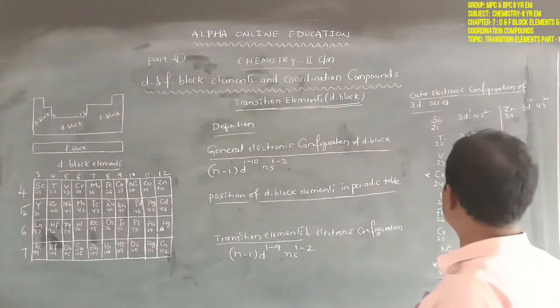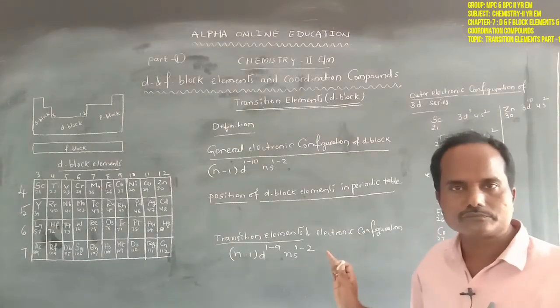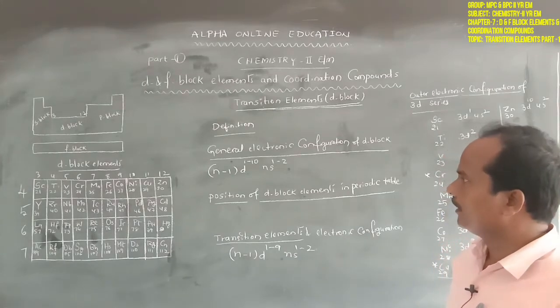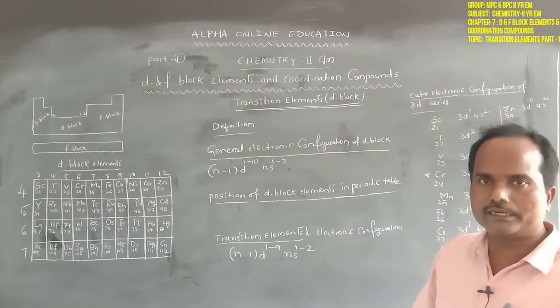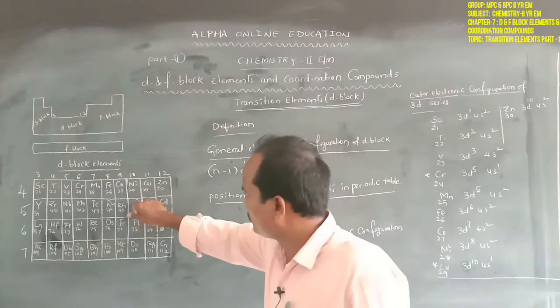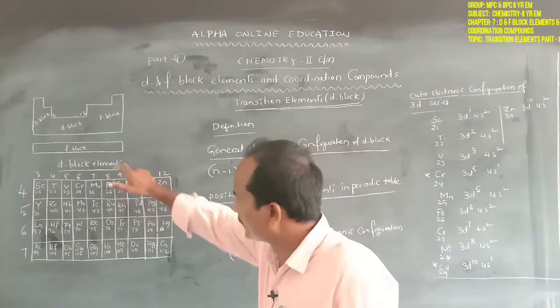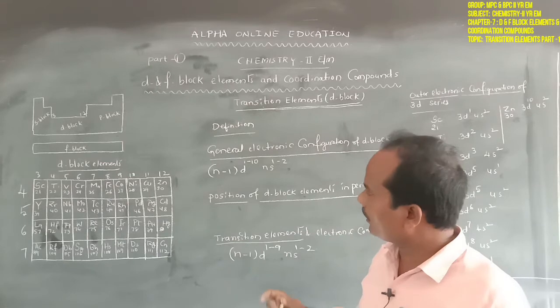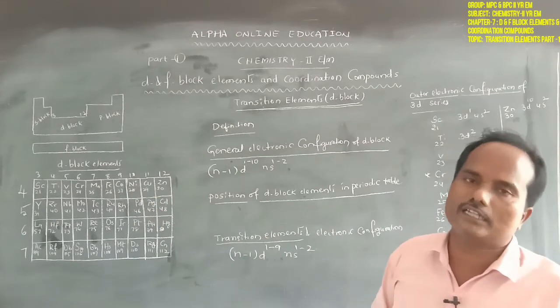Okay, then let's see the physical properties. When you take all d block elements, all are metals. They are very hard in nature. They can act as electrical conductors as well as thermal conductors. They can form alloys. Then some of the d block elements, in their compounds state, exhibit catalytic properties.